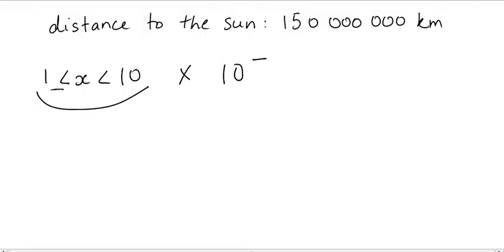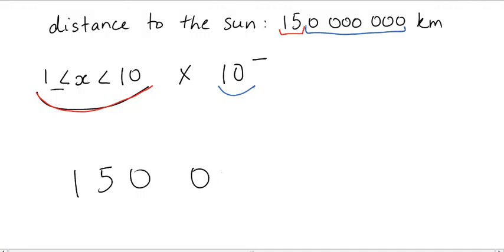Now, the 10 to the power of something is going to cancel out all these zeros. It's going to be a fancy and short way of writing all those zeros. And the mantissa is going to cover the part that is multiplied by all those zeros. So let's take 150 million.